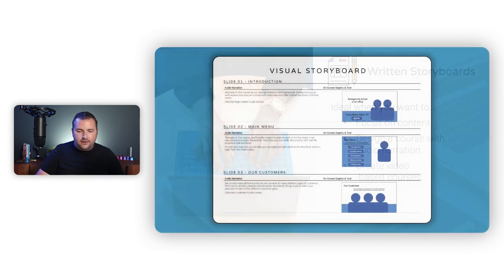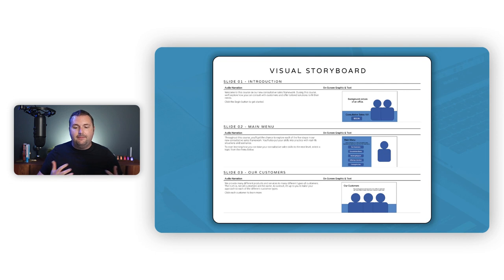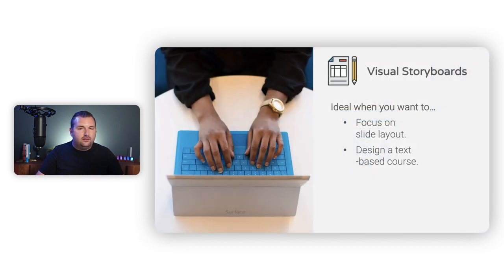Now, on the other hand, visual storyboards are like written storyboards, but they include the additional element of these simple little mock-ups of the screen, right? You might mock up exactly what the screen might look like, how it's laid out, using placeholder images, graphics, text, simple buttons to lay it out. Now, in my opinion, visual storyboards are ideal when you want to focus on slide layout or when you're designing text-based courses. When you're designing a text-based course, it's super, super critical.